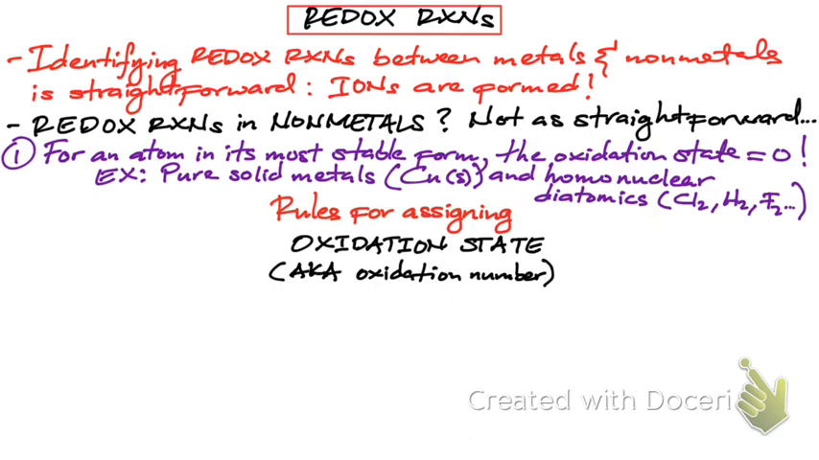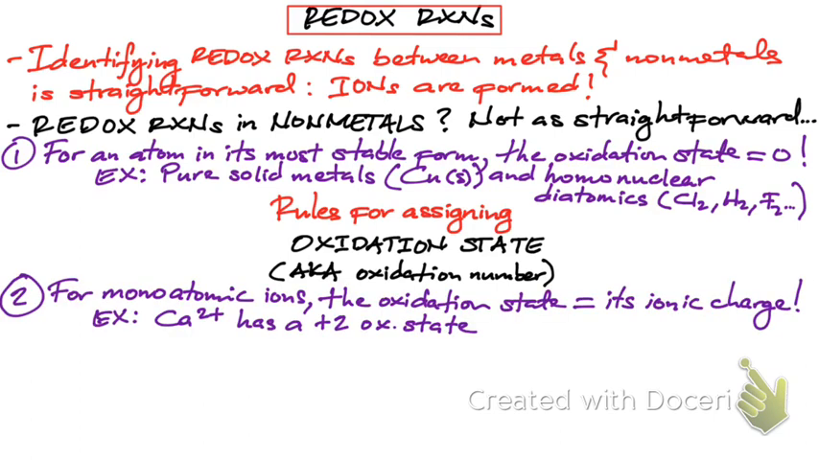So homonuclear means the same nucleus, meaning the same element, that contains two of those elements, diatomics. So homonuclear diatomics have an assigned oxidation number or oxidation state of 0.